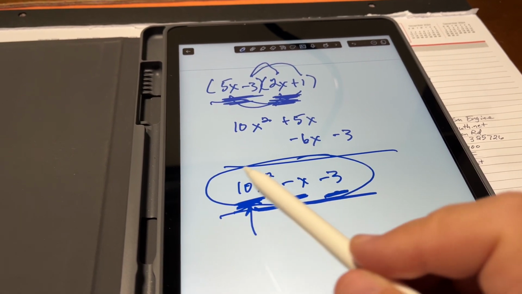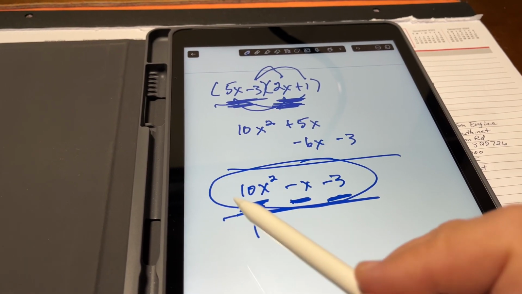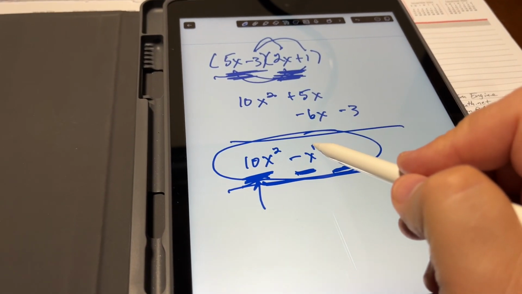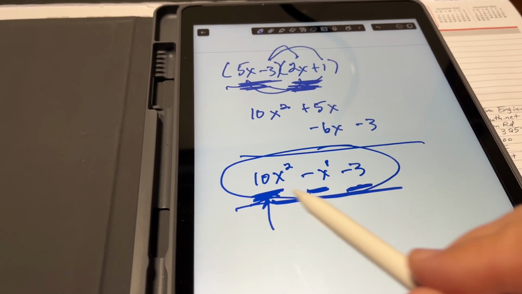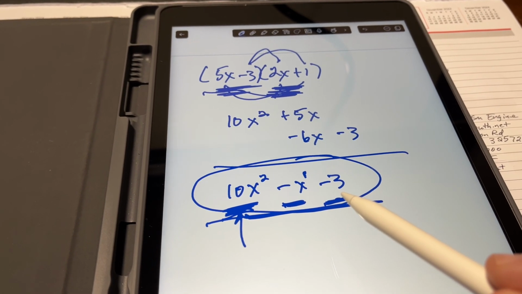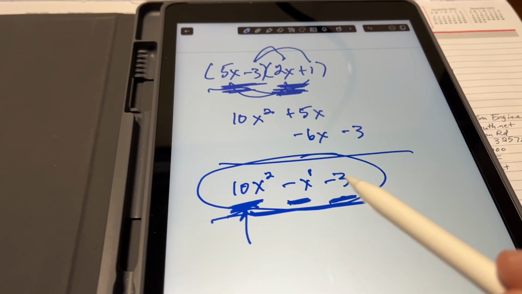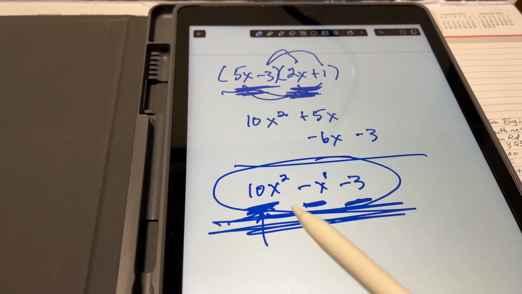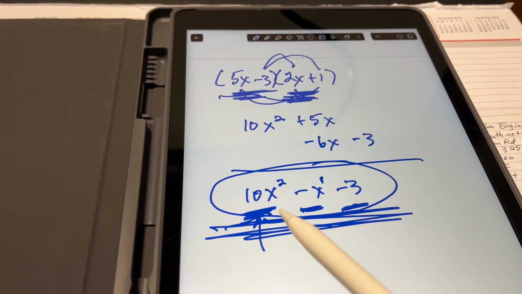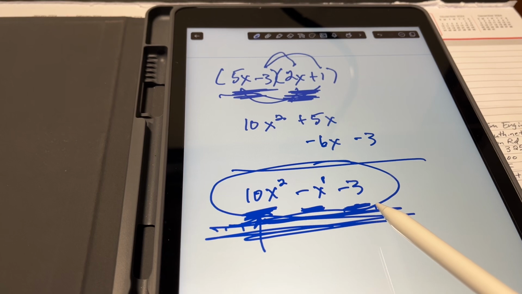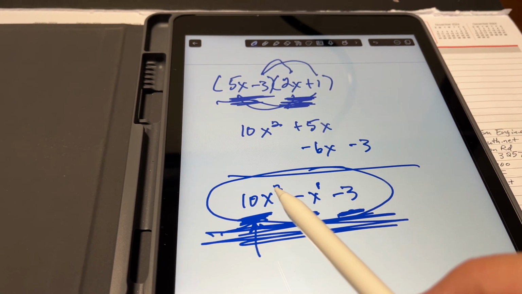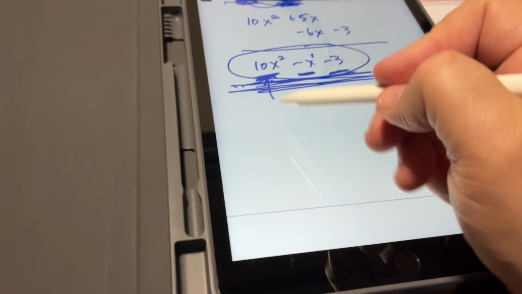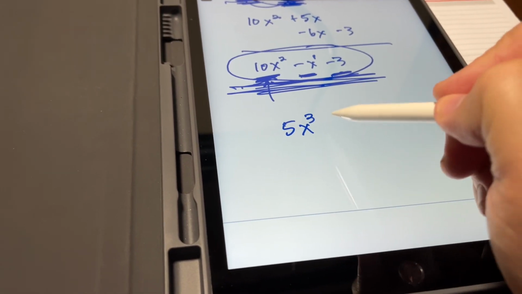The degree of just this individual term by itself would be a degree of 2. The degree of this term would be a 1 because there's a secret 1 right here. So degree of 2, degree of 1. A number or a constant has a degree of 0. But the degree of the overall polynomial is whatever the largest individual term's degree is. So the degree of this polynomial is a degree of 2 because the largest degree of any individual term was 2.